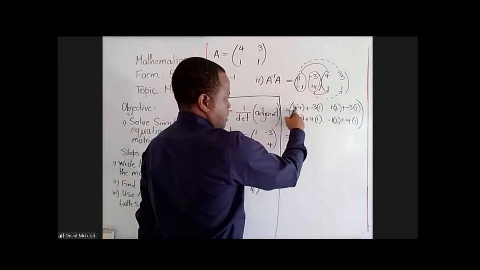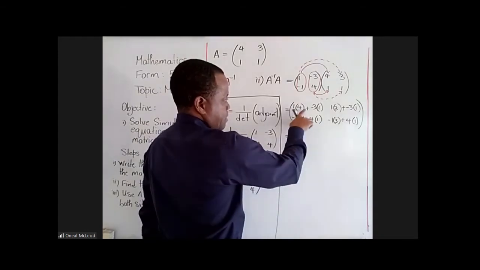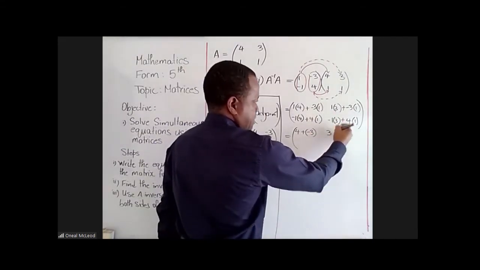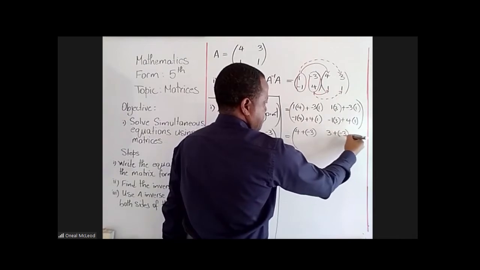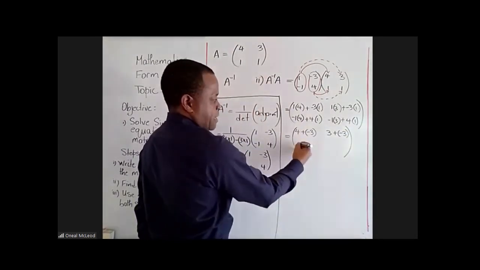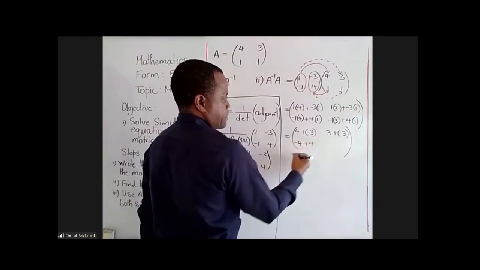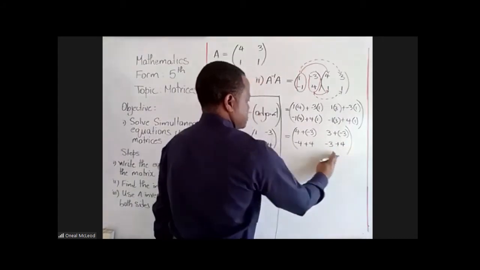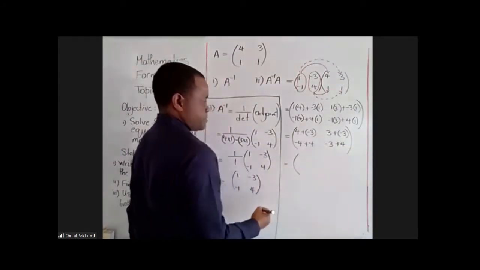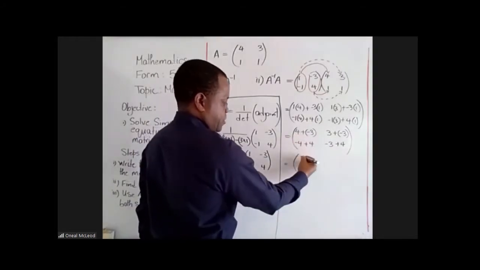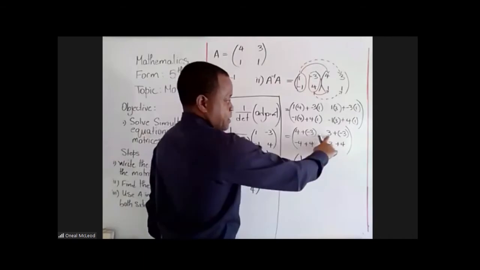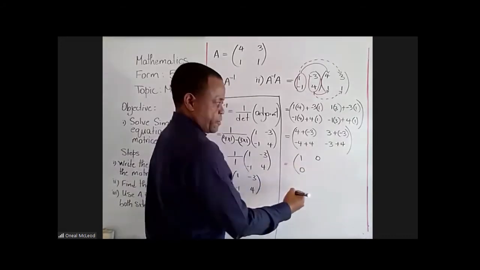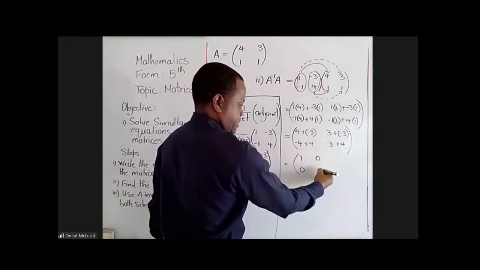So this now becomes 1 times 4, it was 4, plus -3. 1 times 3 will give us 3, plus -3. -1 times 4 gives us -4, plus 4. -1 times 3 gives us -3, plus 4. This now is going to be equal to 4 plus negative 3, which gives us 1. 3 plus negative 3, which gives us 0. Negative 4 plus 4 gives us 0. Negative 3 plus 4 gives us 1.